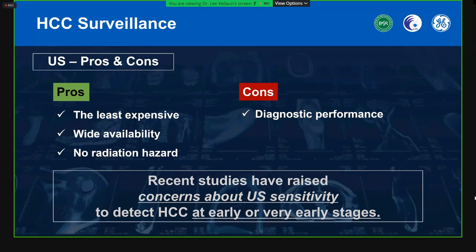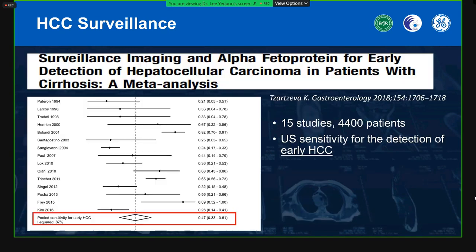The benefits of US as a surveillance tool are huge. Among the modalities for liver imaging, US is the least expensive and the most widely available. In addition, we don't need to worry about risks related to radiation or contrast agent. However, recent studies have raised concerns about US sensitivity to detect HCC at early or very early stages. According to a previous meta-analysis including 15 studies, the sensitivity of US for detecting early HCC was 47%.